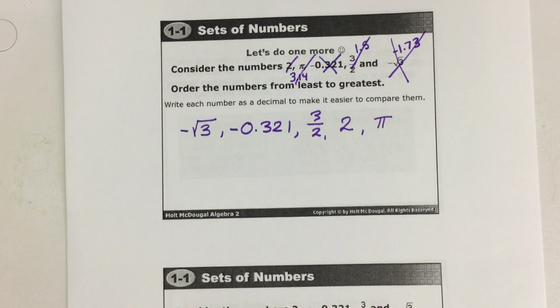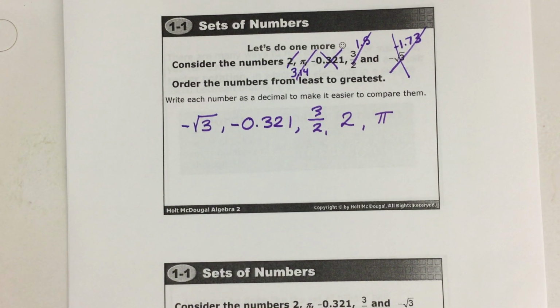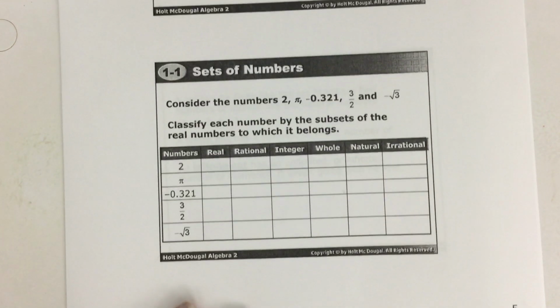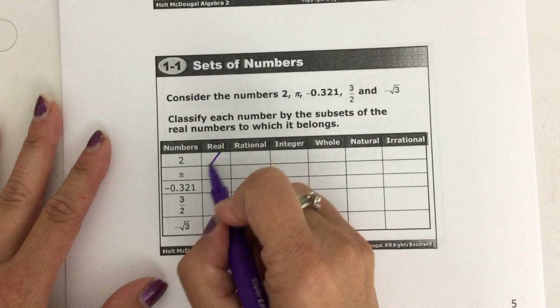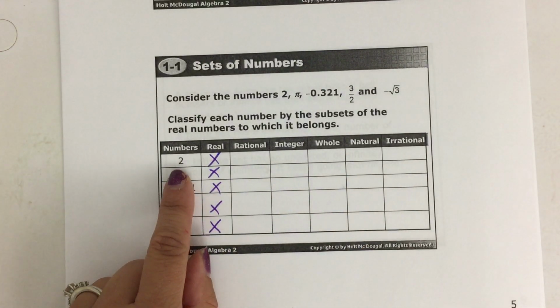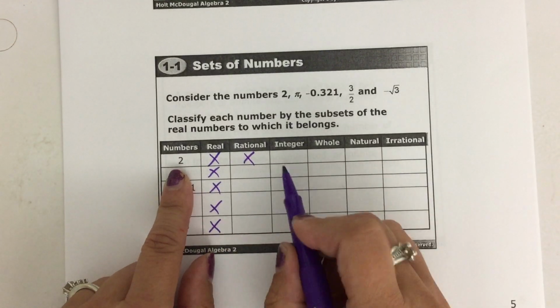So that is listing numbers given to you in various forms into a line that goes least to greatest. Now again, we're going to go ahead and classify these. Every single one is real. Rational. 2, it stops.